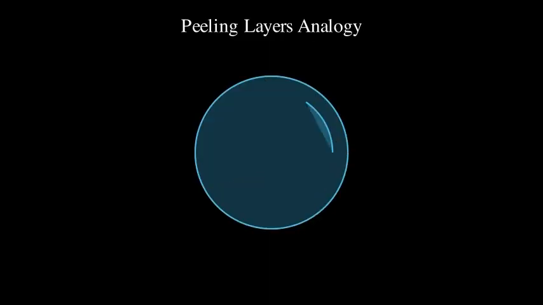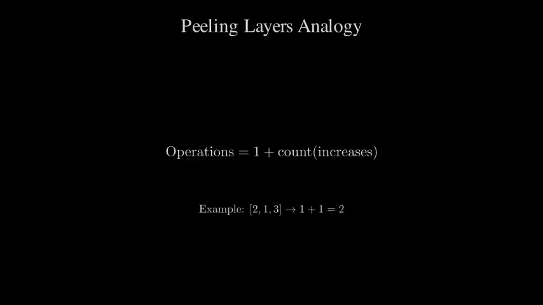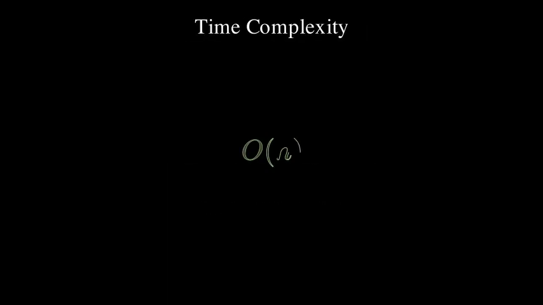Think of it like peeling layers. Each strictly increasing step adds another layer we must peel. The number of these increasing transitions plus the initial layer equals our minimum operations. This gives us an optimal linear time solution with O(n) complexity.